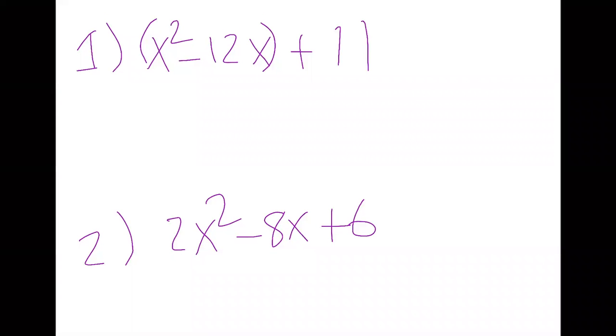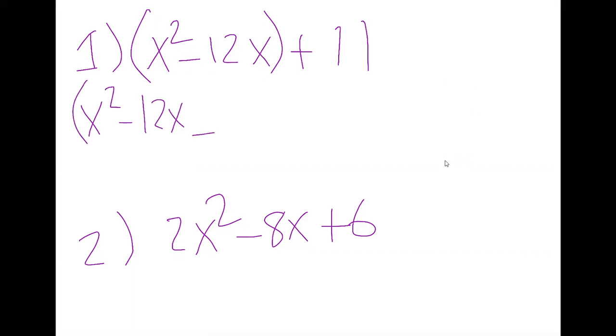Okay, so for this first problem, we have x squared minus 12x plus 11. So you group up your first two terms, or your x squared and your x part. I usually just rewrite it below and put parentheses around it, but you want to leave a little bit of space. We'll see why in a second. And then the plus 11 just stays on the outside of the parentheses.